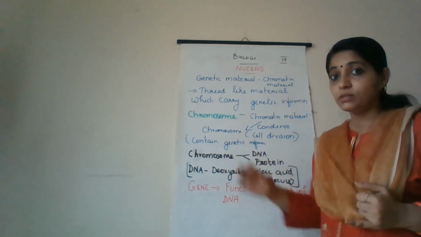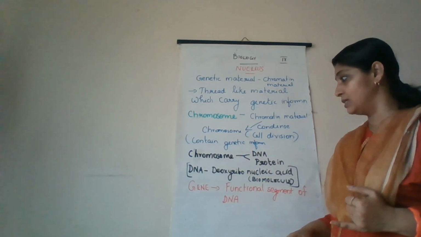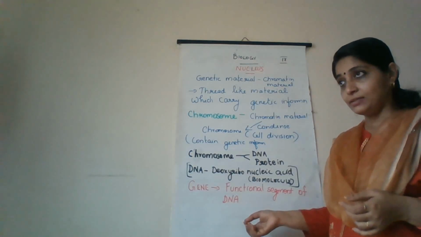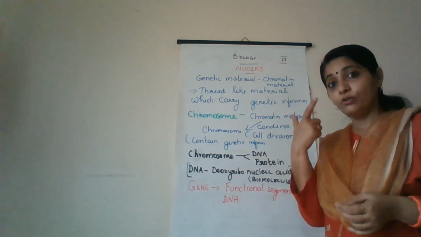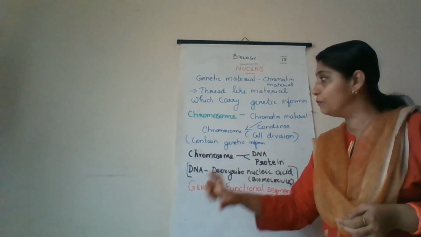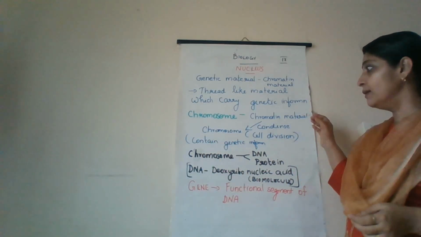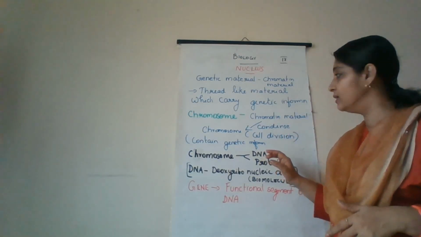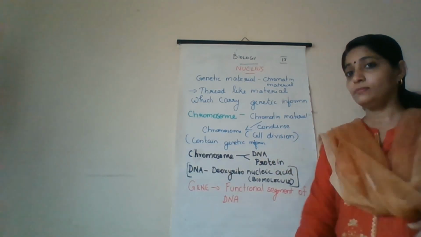DNA has got thousands of genes present in it, and each gene codes for a particular character, like color of hair, color of eyes. It is actually coded by a gene. It's actually a segment of DNA. So this is about the genetic material which is present inside the nucleus.